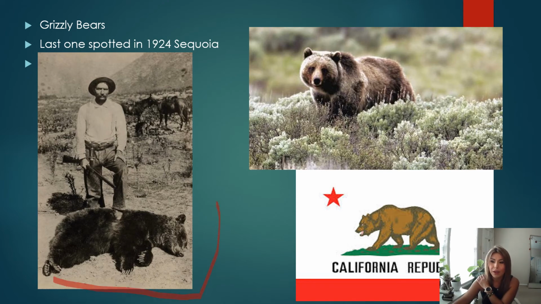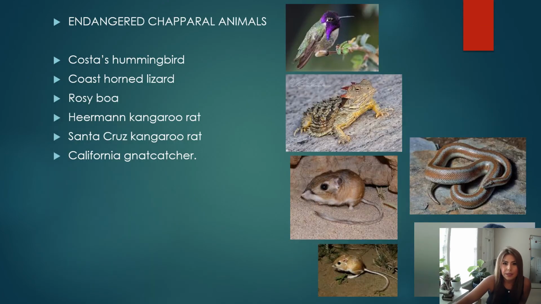How terrible, right? But again, there's a lot of shift and movement in terms of conservation. We don't do this anymore, right? It's frowned upon, but you know, we've learned a lot. Endangered animals of the chaparral: you have the Costa's hummingbird, the coast horned lizard, the rosy boa, the Herman's kangaroo rat, your Santa Cruz kangaroo rat, and your California gnatcatcher.